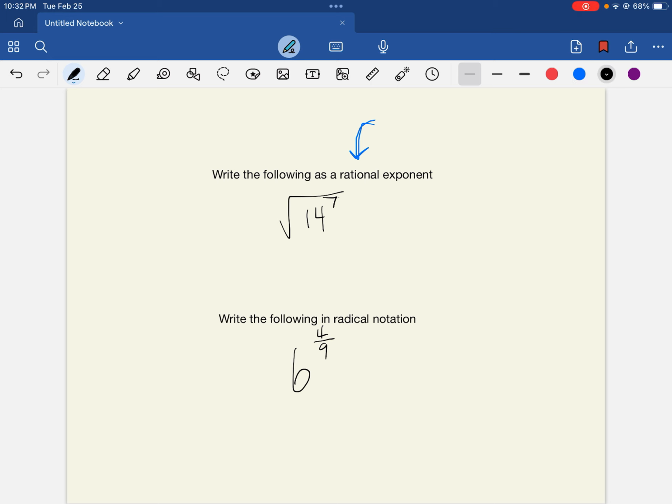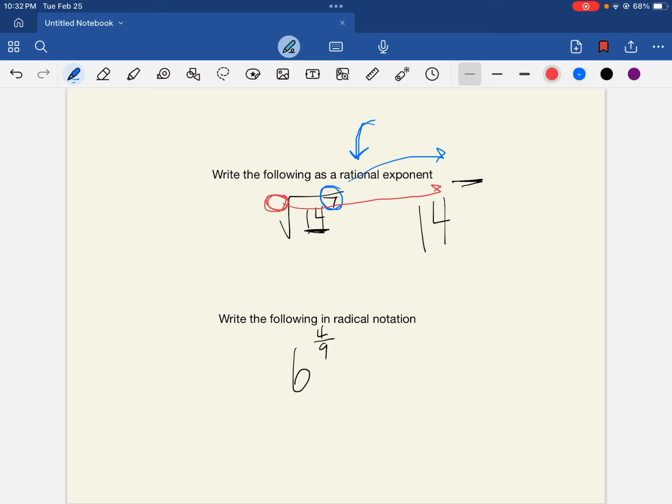Every single time you are going to start with your base. So in this first problem, I start with 14. Then what is going to happen is the power of 14, the 7, is going to become the numerator of our fractional power. And then my index is going to become the denominator of my fractional power.